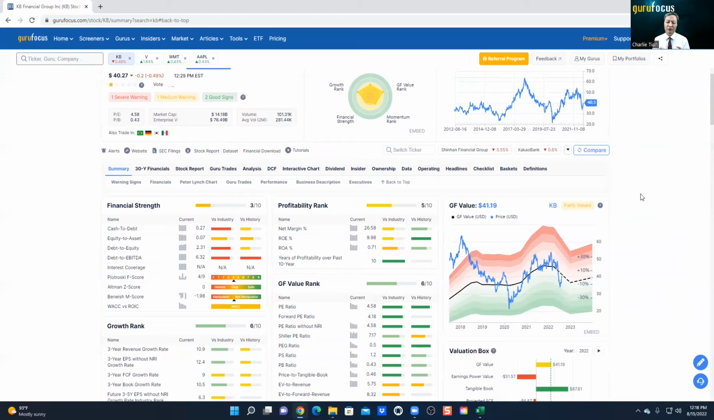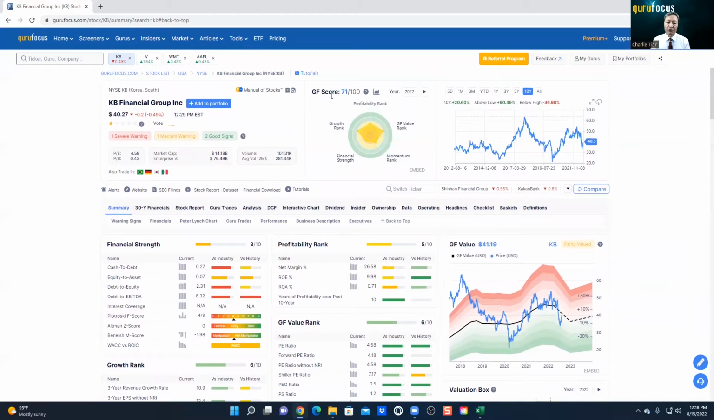Please don't confuse GF Value with GF Score. GF Score is a complete picture of the company's stock. It covers five aspects like financial strength, growth, profitability, GF Value, which is just one of them, and momentum.